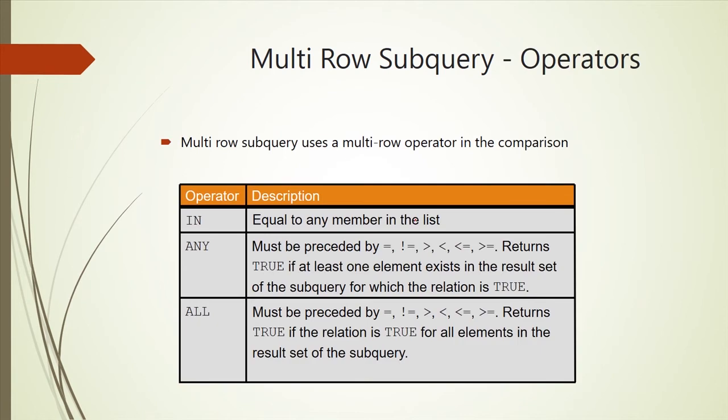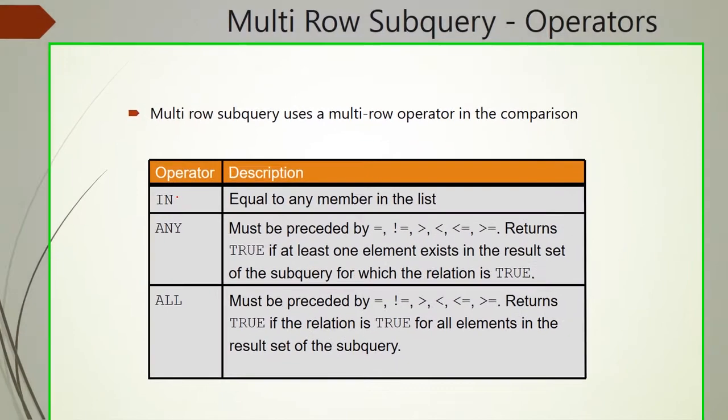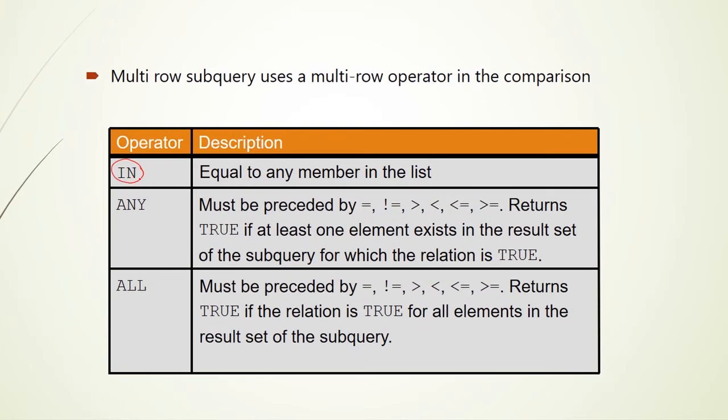In single row subquery we use single row comparison operators. With multi-row subquery we can use one of the following multi-row comparison operators. We can use IN, which is equal to any member in the list. We can use ANY. We can also use ALL. With ANY and ALL, you must precede them with equal, not equal, greater than, smaller than or equal, or greater than or equal.